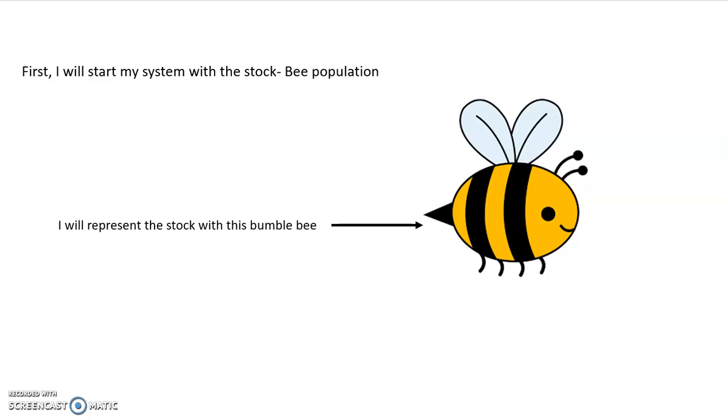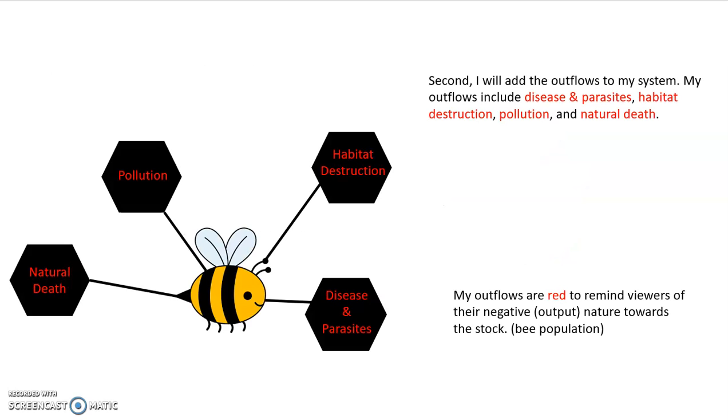First, I will start my system with the stock, the bee population, and I will be representing the stock with this bumblebee. Second, I will add the outflows to my system. My outflows include disease and parasites, habitat destruction, pollution, and natural death. My outflows are red to remind viewers of their negative output towards the stock bee population.